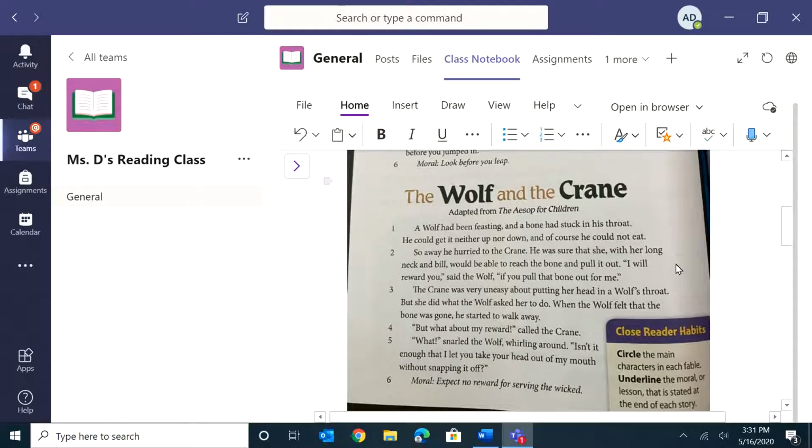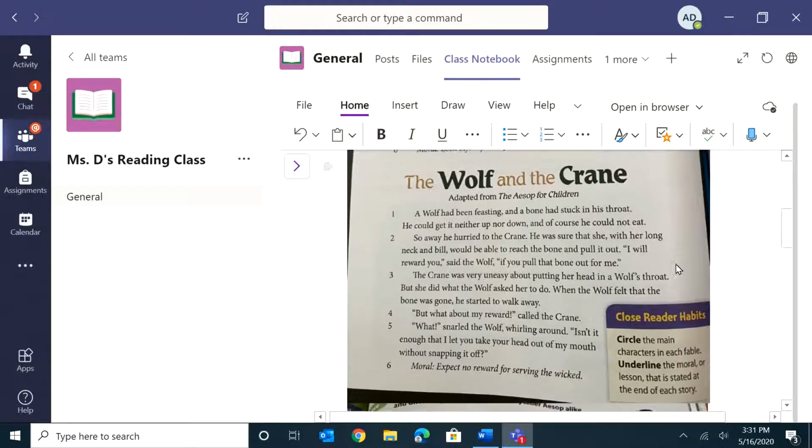And the moral is expect no reward for serving the wicked, which means that if someone who is not good, and you think it's not a good idea to do something, tells you that they'll give you a reward for doing it, I would not believe them.